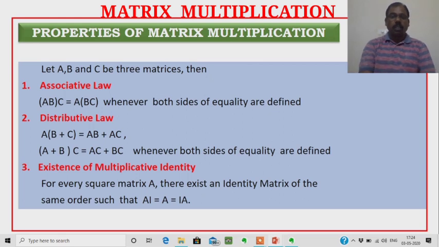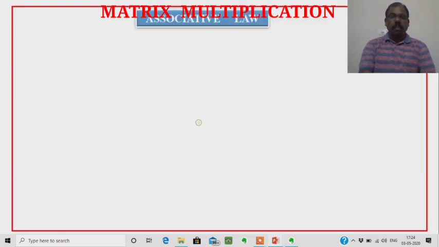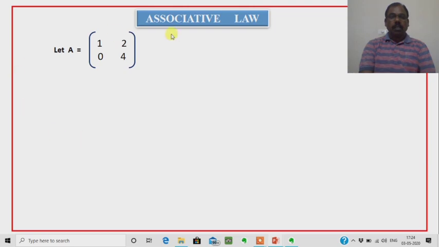We are going to prove it by taking examples. The first one, associative law. Let A be the matrix 1, 2, 0, 4, B equal to matrix 2, 3, 5, 6, and C equal to matrix minus 3, 2, 1, 3.